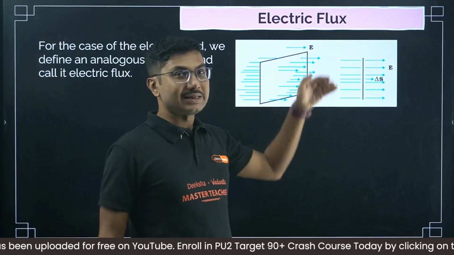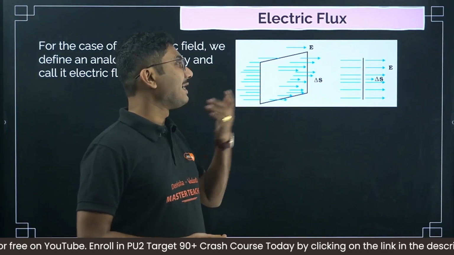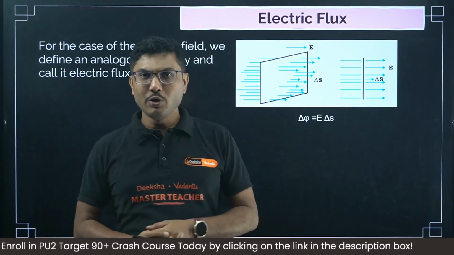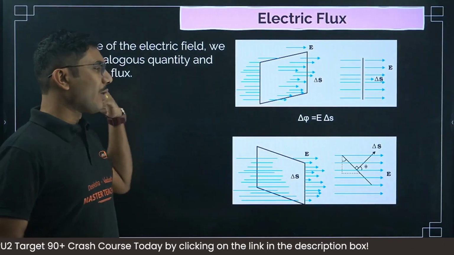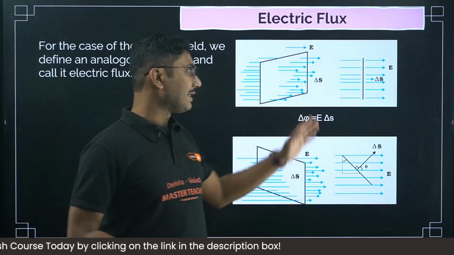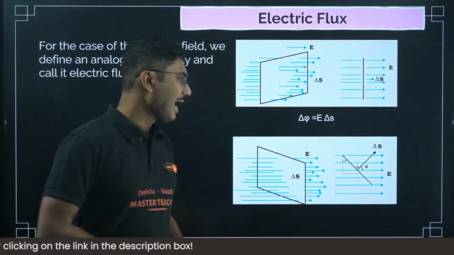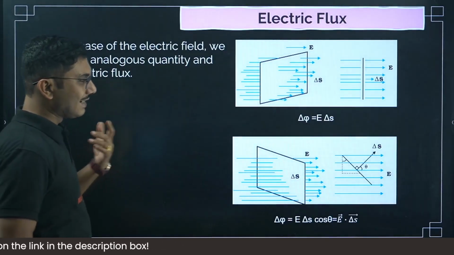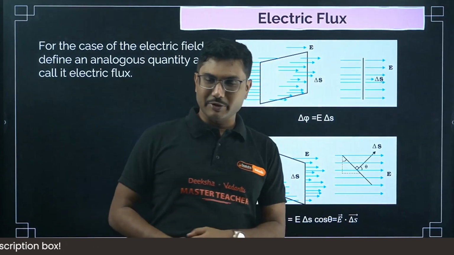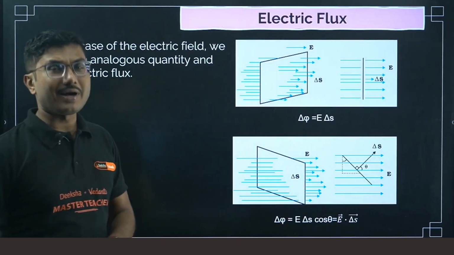So E can be considered as the speed or velocity of the electric field, and delta S is the area. So electric flux is basically given by E into delta S. But what if the surface area does not make a 90-degree angle with the electric field? In that case, you have to consider the angle theta, and it gives you E dot dS, because cos theta is basically the dot product. So this is a representation of electric flux.